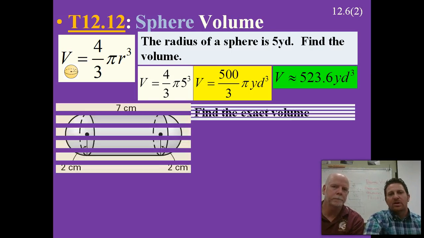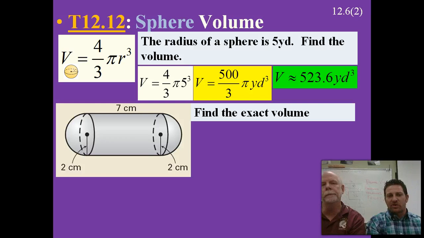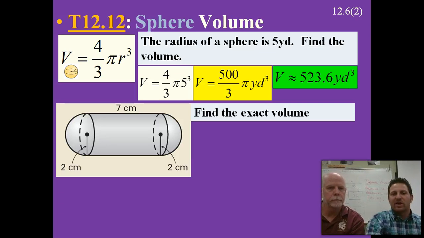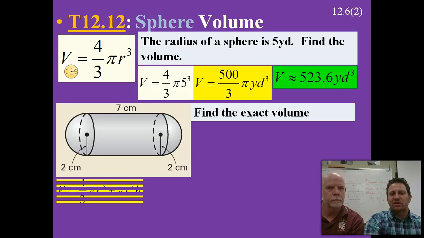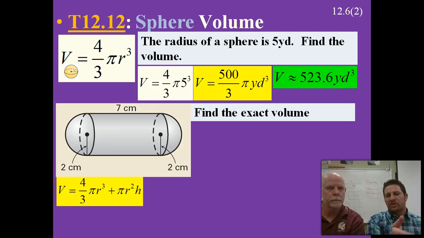So if I have this composite shape here, now we've got to combine two ideas. We have to combine a full sphere, because the left side is half of a sphere and the right side is half of a sphere, and then the cylinder in the middle. So we've got a sphere plus a cylinder. We're going to have the formula for the sphere, which is 4 over 3 pi r cubed, plus the volume of the cylinder, which is pi r squared times the height.